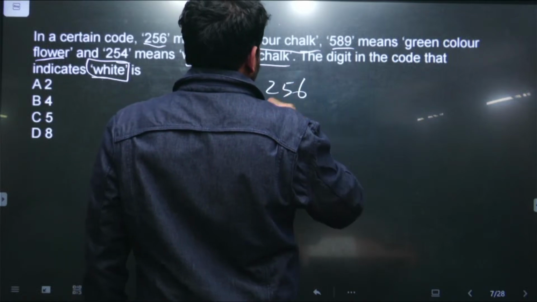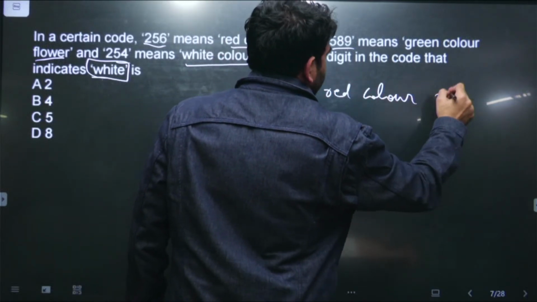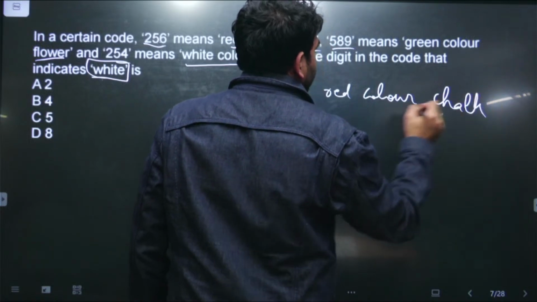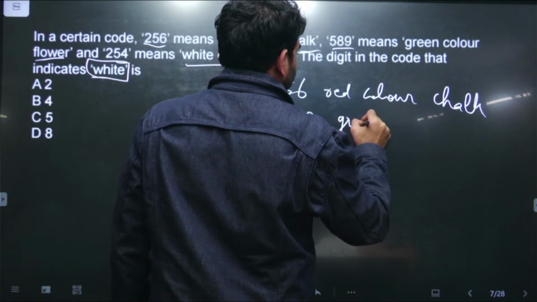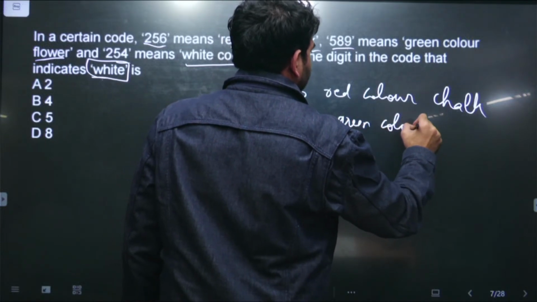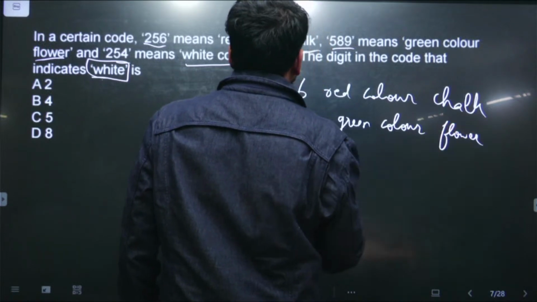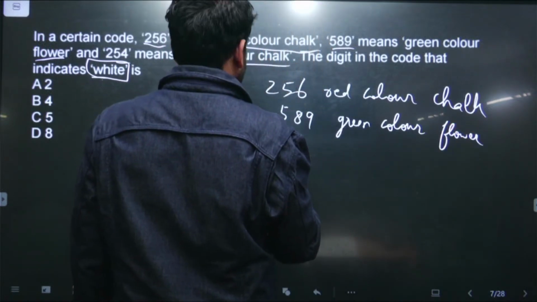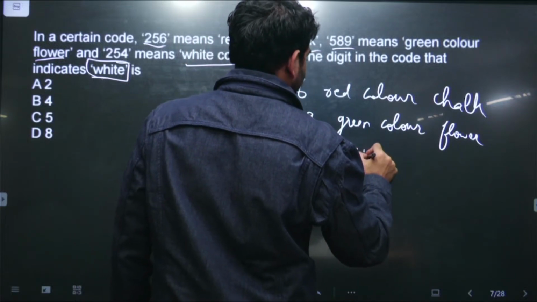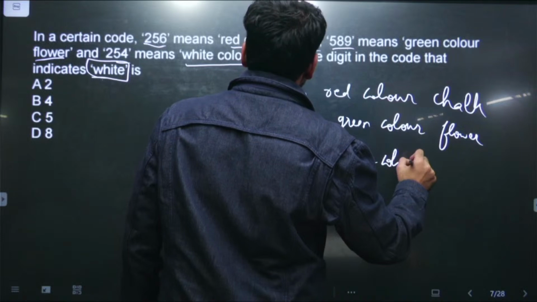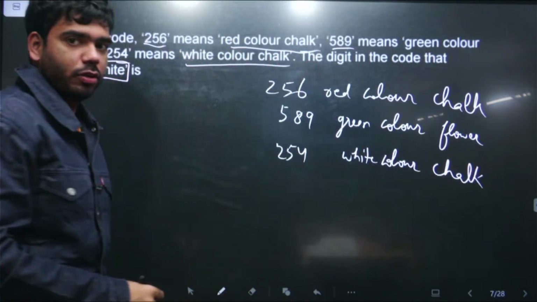For example, we have seen 256 means red color chalk, and 589 means green color flower, and 254 means white color chalk. This is what is provided to us.